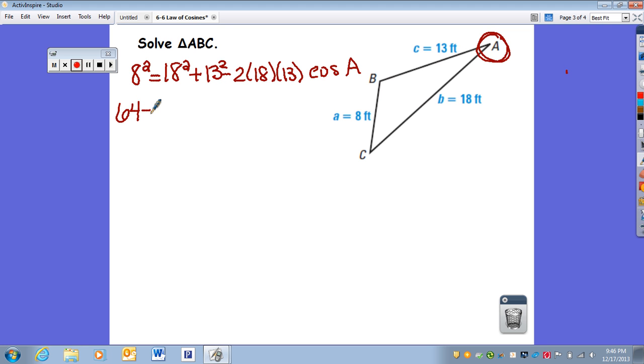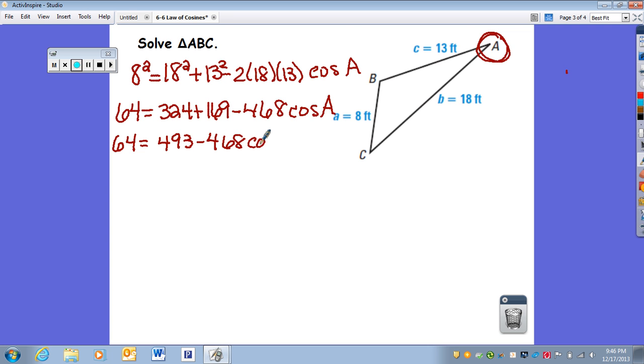We have 64 is equal to 324 plus 169 minus 468 cosine of A. So simplifying, we have 64 equals 493 minus 468 cosine of A. Subtracting 493 from both sides, and that gives us a negative 429 is equal to negative 468 times the cosine of A.